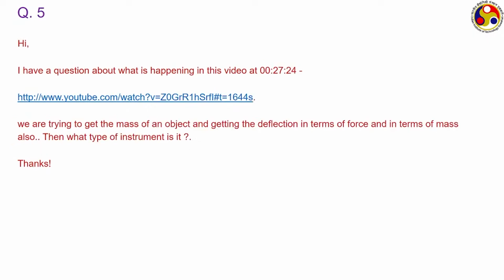And the fifth one, here we are trying to get the mass of an object and getting the deflection in terms of force and in terms of mass also. Then what type of instrument is it? Okay, this is referring to the spring balance. I think you got slightly confused with the picture that I have shown you. In that picture, the spring balance has two scales. One was in Newton, other was given in kg. Actually, instead of kg, that should be kgf, that is kg force.